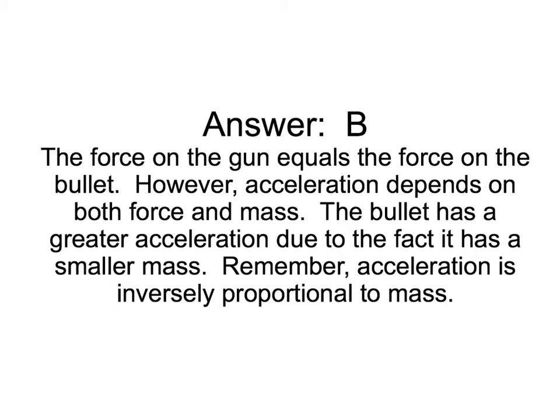The answer is B. The force on the gun equals the force on the bullet. However, the acceleration depends on both force and mass. The bullet has a greater acceleration due to the fact it has a smaller mass. Remember, acceleration is inversely proportional to the mass.